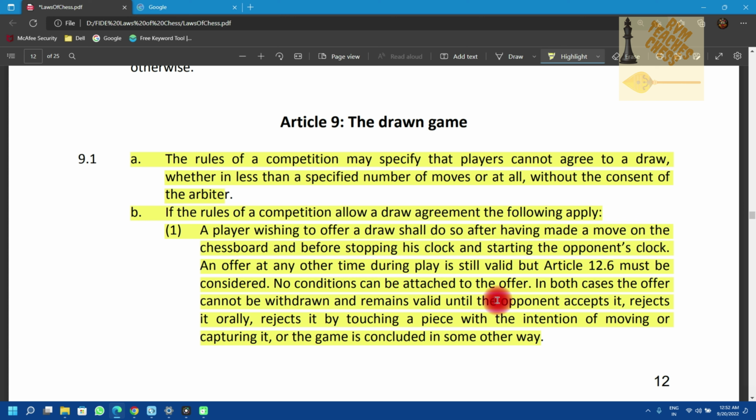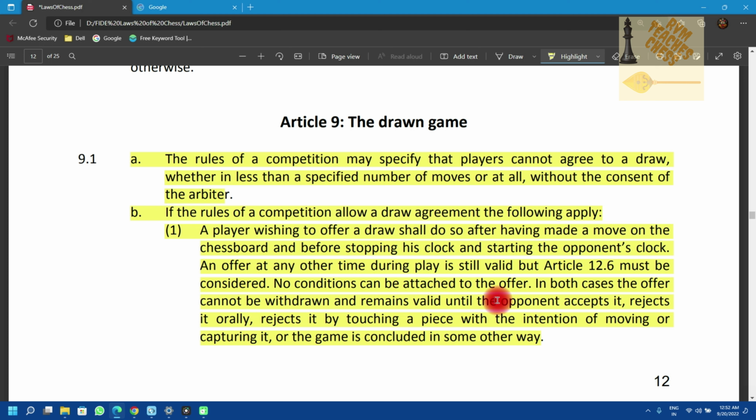But in local tournaments, these rules do not exist, especially in India. If you see, there are many local federated tournaments and they do not have such a rule. But there are some rules that you must still follow, which they clearly mention here. A player wishing to offer a draw shall do so after having made a move on the chessboard and before stopping his clock and starting the opponent's clock.